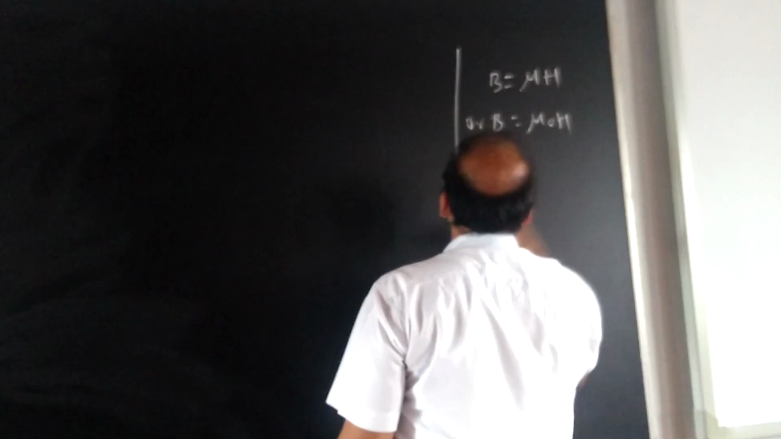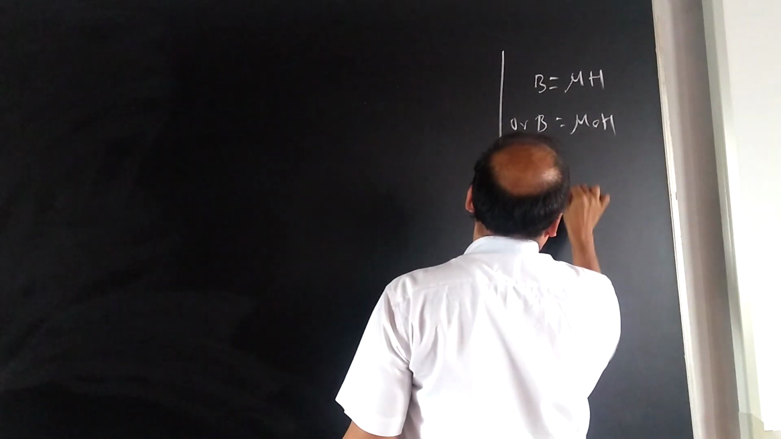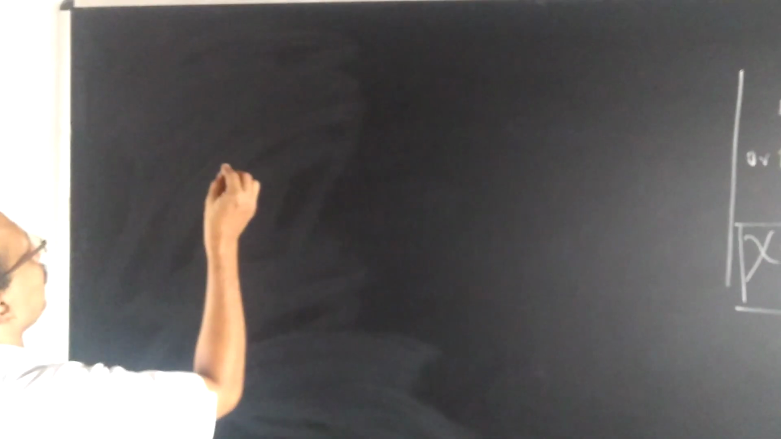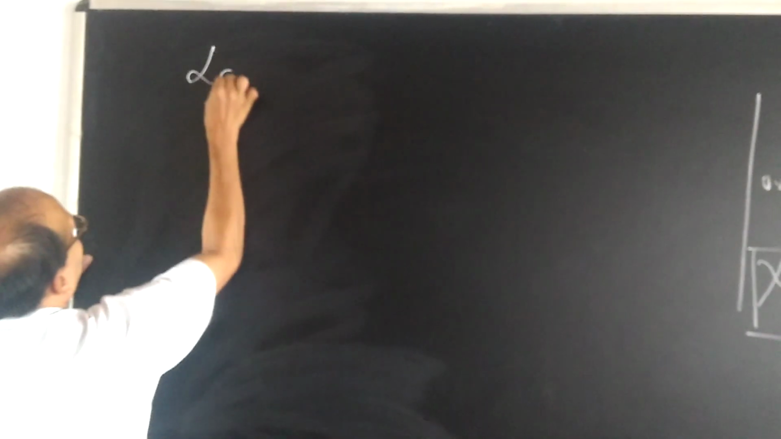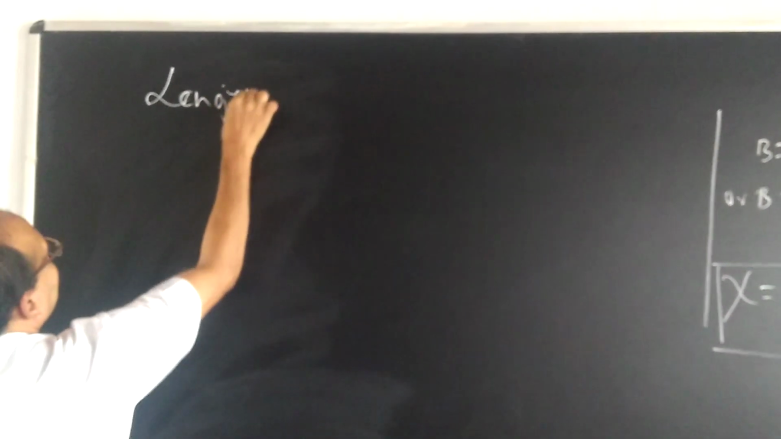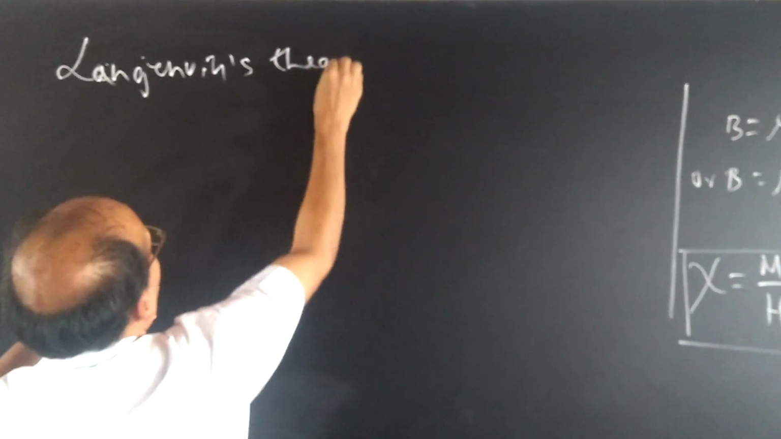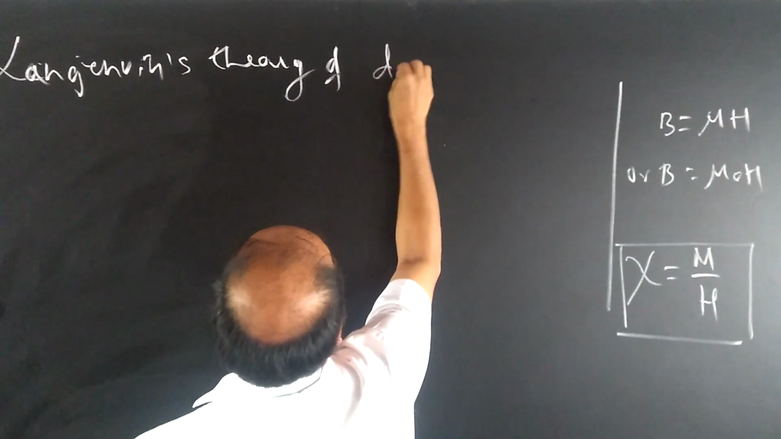You already understood what is magnetization and susceptibility, etc. So by considering the basic equation again, B is equal to mu H, or B is equal to mu naught H, and the susceptibility is magnetization per unit volume for the applied field. So by remembering this, let us work for a dipole. So this is Langevin's theory of diamagnetism.